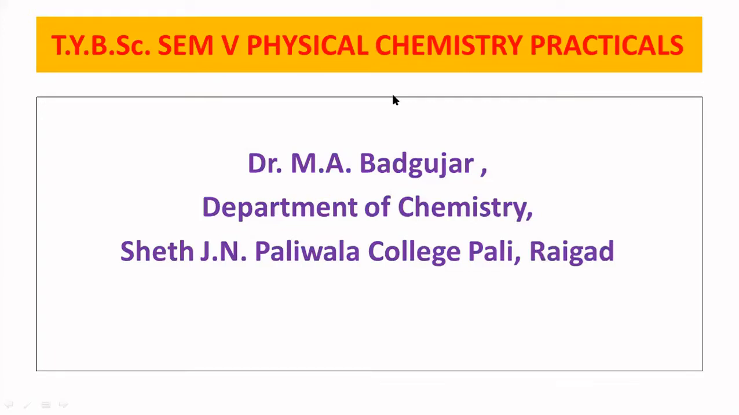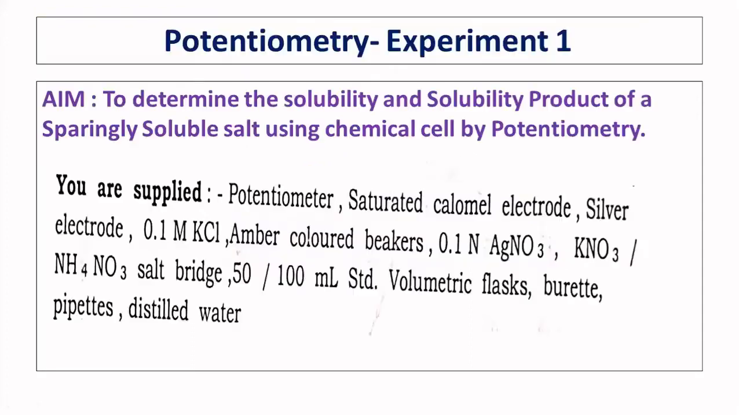So in this video, I would like to discuss and show how to perform the practical of potentiometry. Potentiometry experiment 1. In potentiometry, we measure the EMF of the cell. To perform the potentiometry experiment, we require two electrodes and we have to construct a cell. We have to construct a chemical cell.